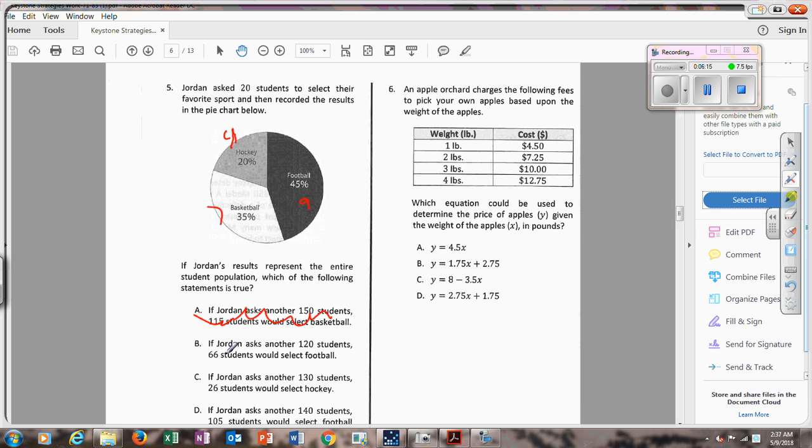So basically, you're just taking the number of students and multiplying by whatever percentage it would be. So 130 students times 0.2. That would give you 26. So let's see.